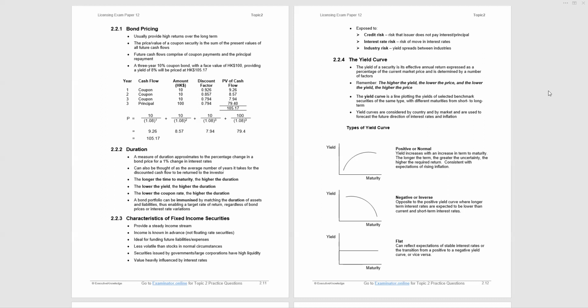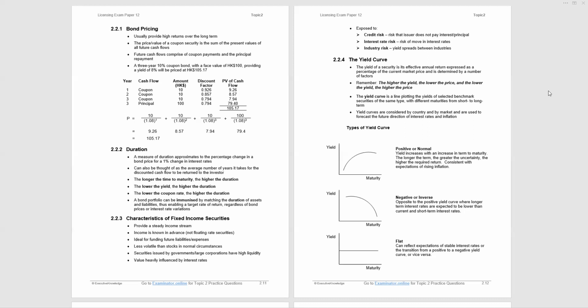Characteristics of fixed income securities. They provide a steady income stream, unlike equity, where dividends may fluctuate. With a fixed income bond, you get that coupon every period. The income is known in advance. You can plot it, you can forecast. It's ideal for funding future liabilities, future expenses, because you know what's coming in.